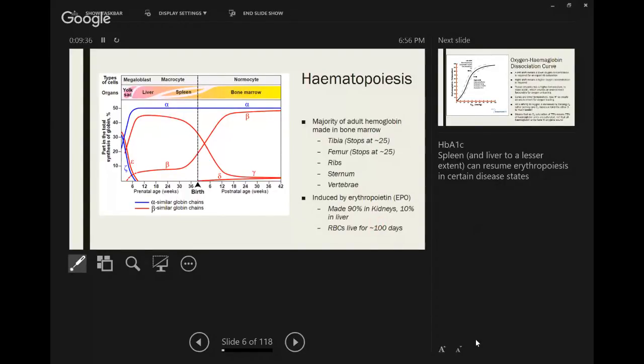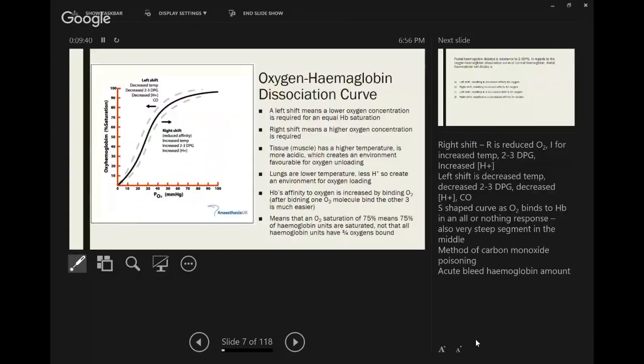So in renal failure, that's why you get anemia. And so this is, I think you did this with REST and you did this in first year as well, but it's the oxygen hemoglobin dissociation curve. It's really important to know. A left shift means a lower oxygen concentration in the blood is required for an equal hemoglobin saturation, and a right shift means a higher oxygen concentration is required.